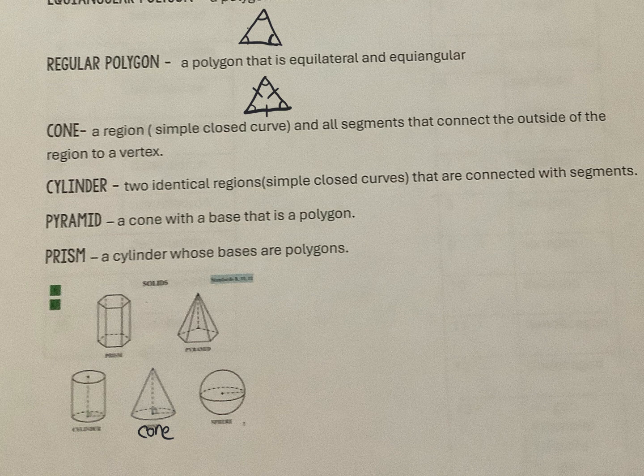Then you have a cylinder, which has two identical regions, so two bases that are the same, right? Again, could be a circle, can be any simple closed curve. Circle, blob, whatever it desires, as long as it's a simple closed curve, no overlapping parts, right? And then you have a prism, right, which is just a cylinder whose bases are polygons, right? So cylinders and prisms go together, right? Cones and pyramids.